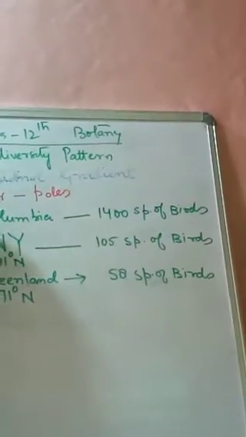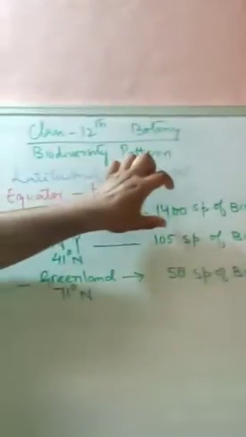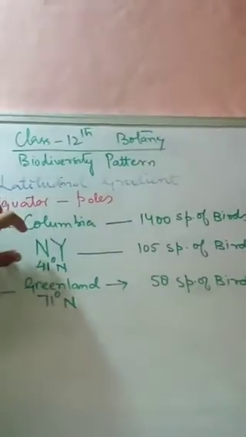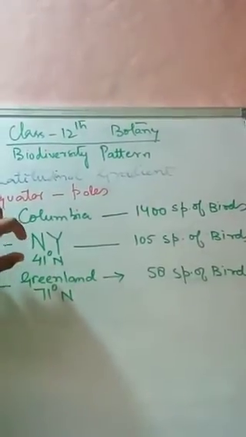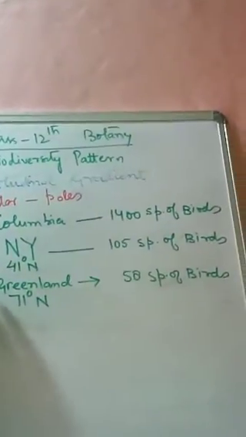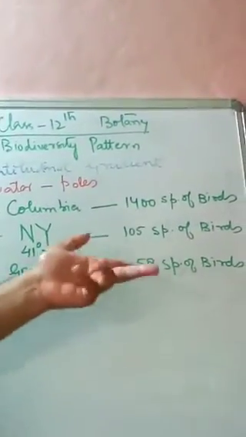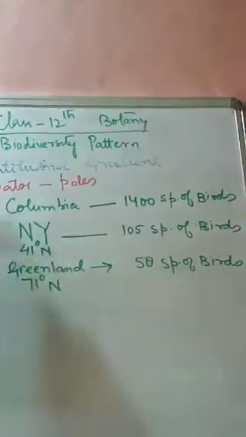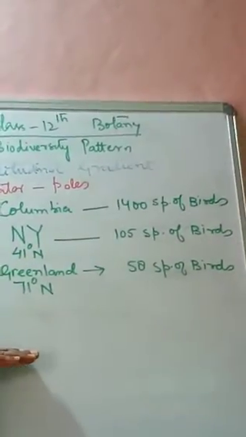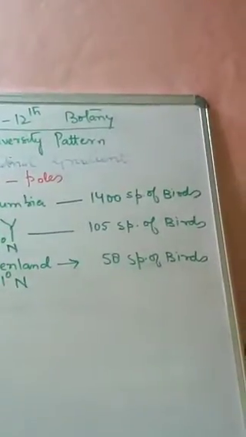So we found that at the place near the equator, for which we gave the example of Colombia, there are 1400 species of birds. Then we take another example, New York, located at 41 degrees north, which has 105 species of birds. And then the third example, Greenland, situated at 71 degrees north, has a mere 58 species of birds. This means that as we move from the equator towards the poles, the number of species goes on decreasing.